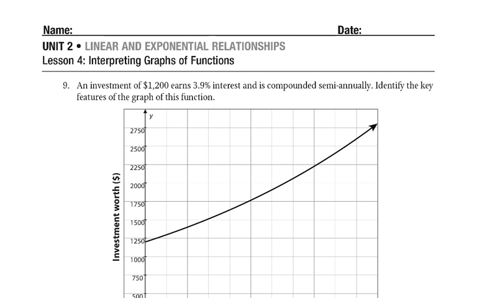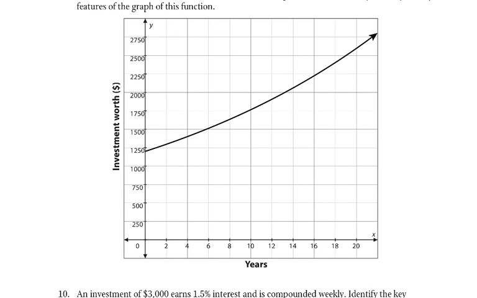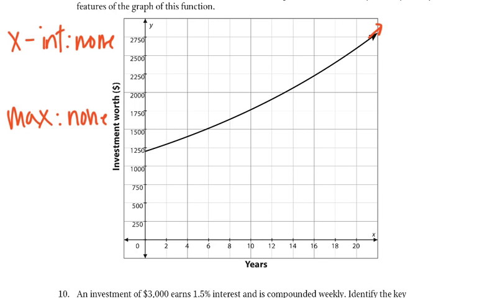Alright, last two. So an investment of $1,200 earns 3.9% interest and is compounded semi-annually. Okay, so here's our graph. So once again we can see it never crosses the x-axis, so no x-intercept. Okay, it's going to keep going up, so no maximum. It's always increasing, so never decreasing. It's always positive, so it's never negative.